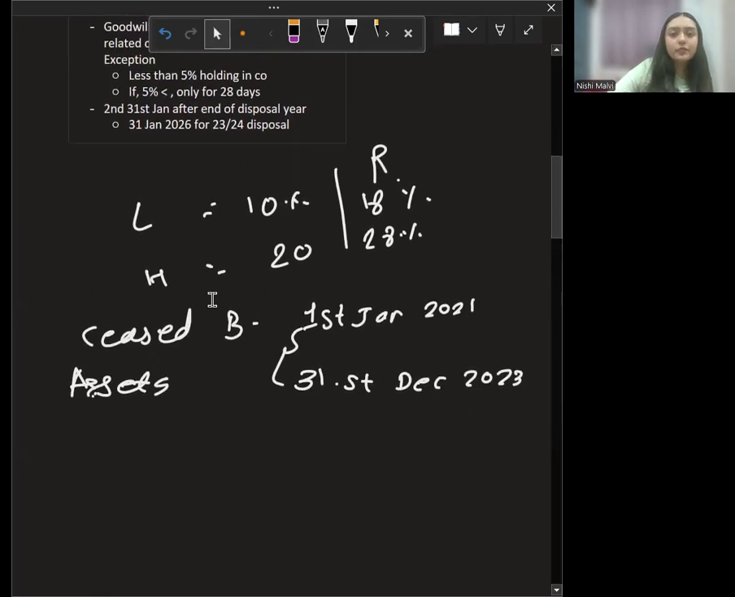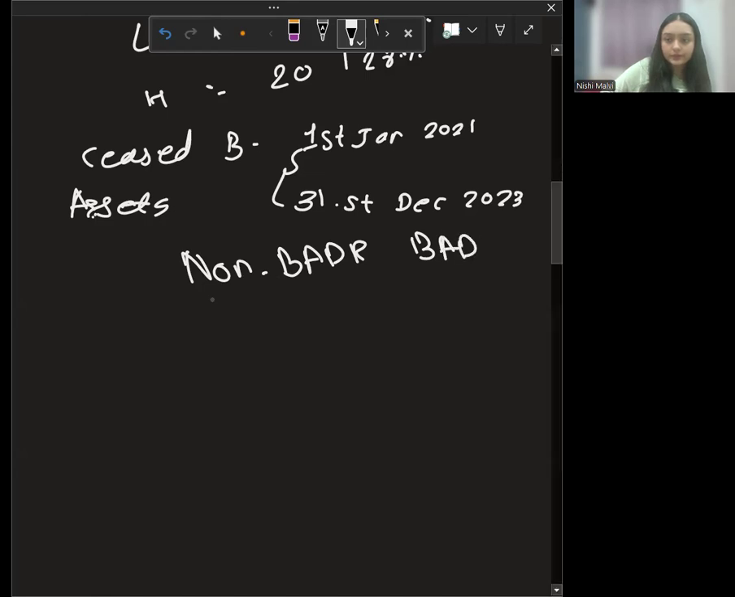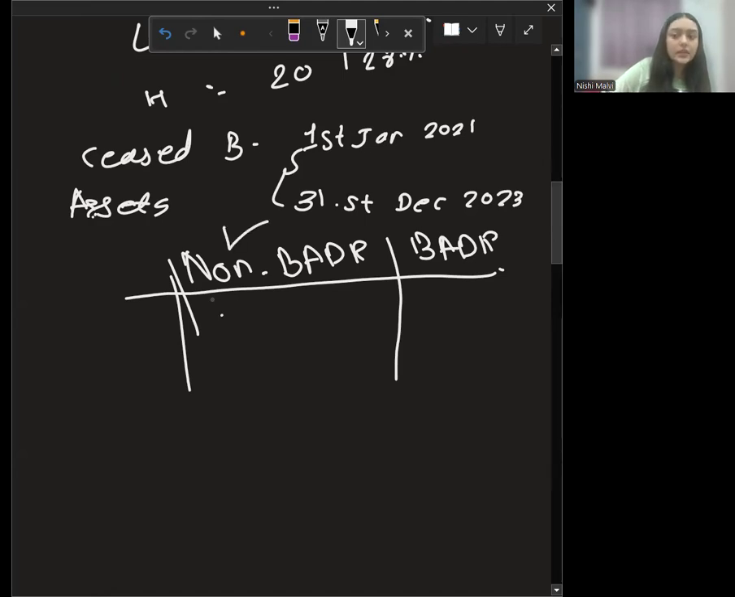Before doing that, let me show you how you will compute for BADR gain. Whenever you are computing the CGT part, whenever you are calculating the tax, you'll make two columns: non-BADR and the other one BADR. The assets which do not qualify for BADR, you will take under non-BADR, and the assets which qualify for BADR, you will take under the BADR column. There is also one more limit: 1 million is the lifetime limit.